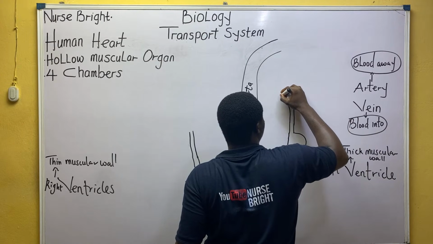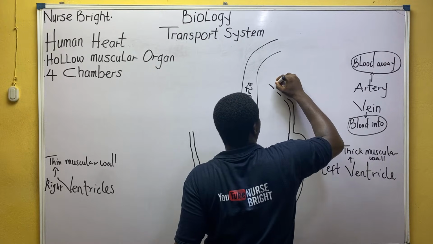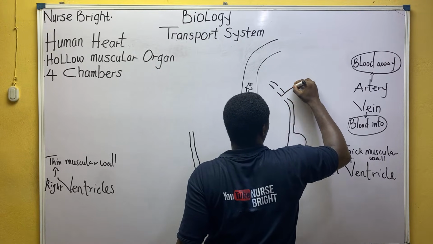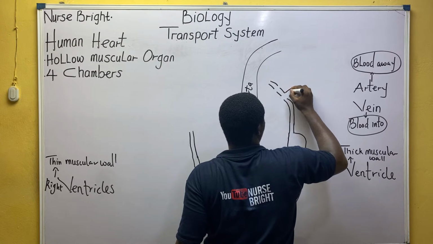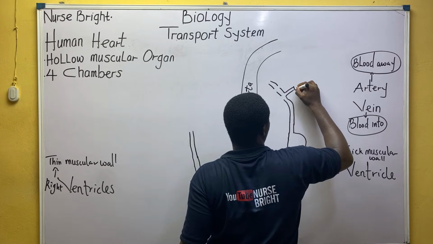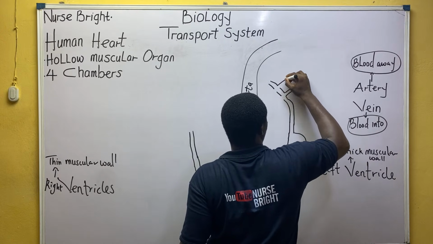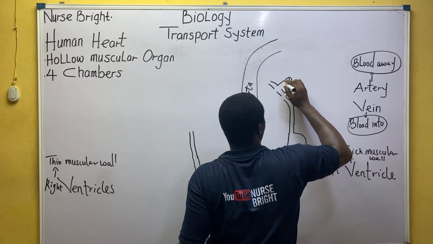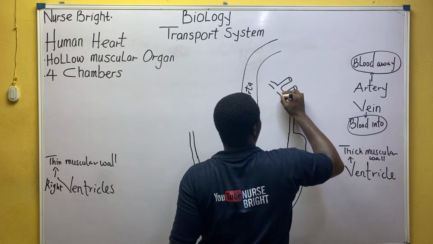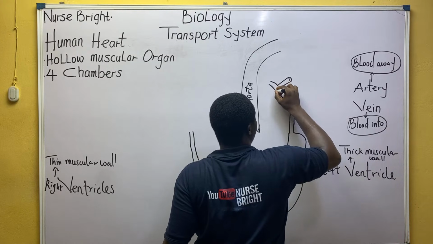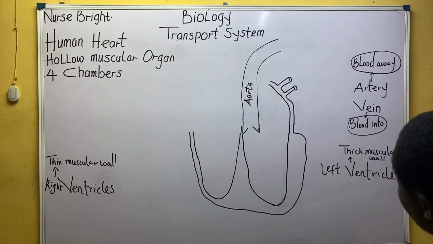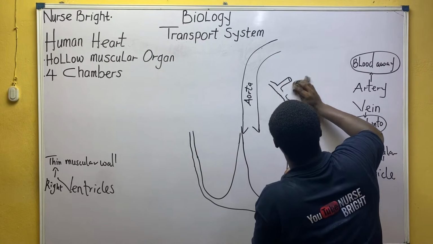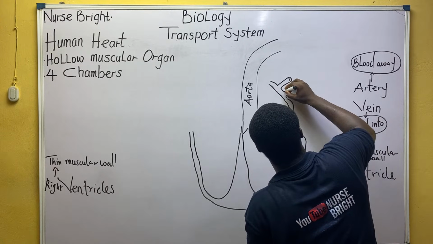We have another one like this coming out like this. Just pay attention. I'll tell you what these things are. This thing I just drew, we call them veins. What do we call them? Veins. Let me draw it bigger. We call them what? Veins.